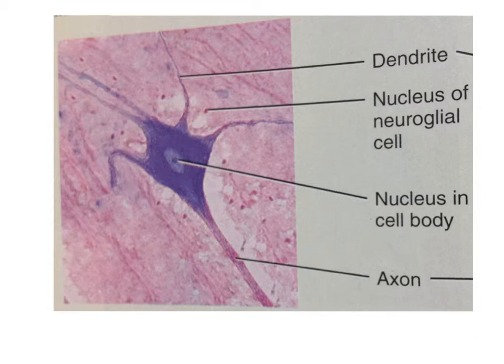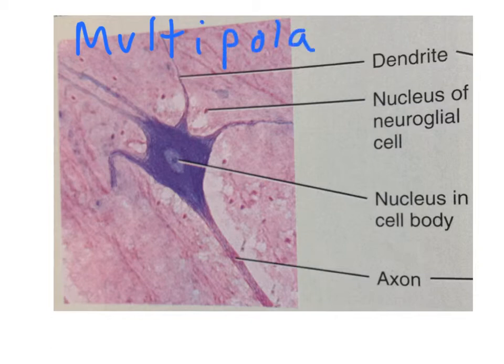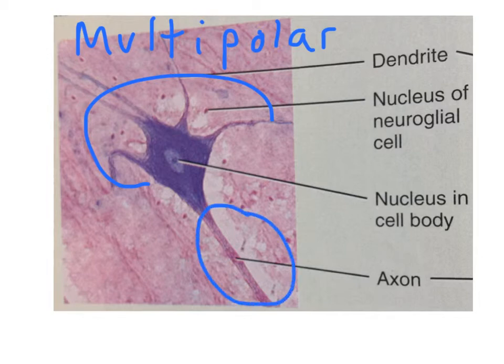There are two types of cell processes, or extensions, that extend out of the cell body. These are the dendrites and a single axon. The neurons in our slide set are called multipolar neurons. These neurons have many short dendrites and one long axon.